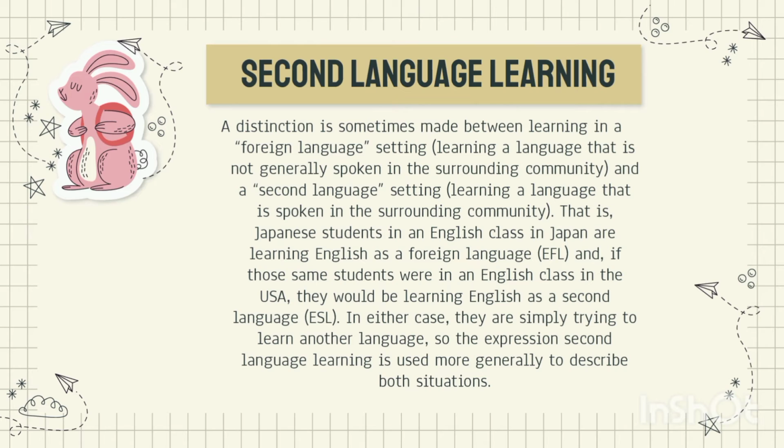Second language learning. A distinction is sometimes made between learning in a foreign language setting, or learning a language that is not generally spoken in the surrounding community, and a second language setting, or learning a language that is spoken in the surrounding community. That is, Japanese students in an English class in Japan are learning English as a foreign language, or EFL, and if those students were in an English class in the USA, they would be learning English as a second language, or ESL.